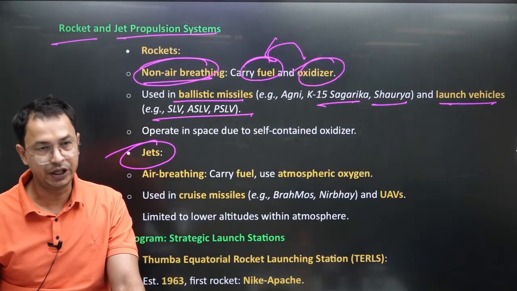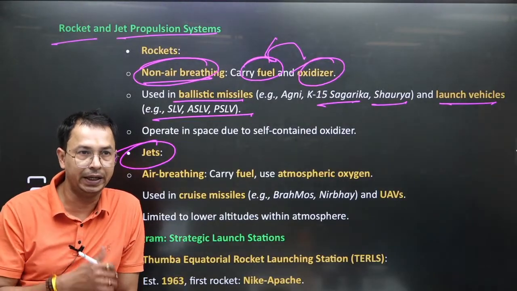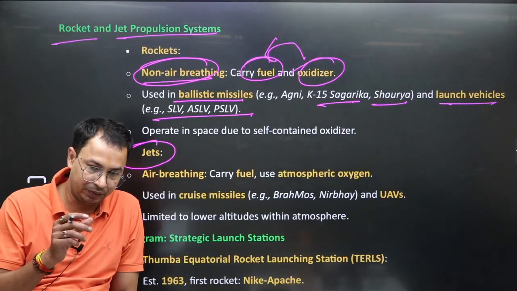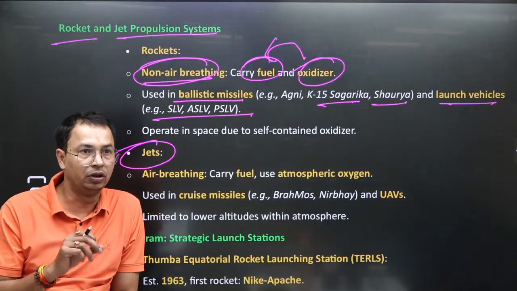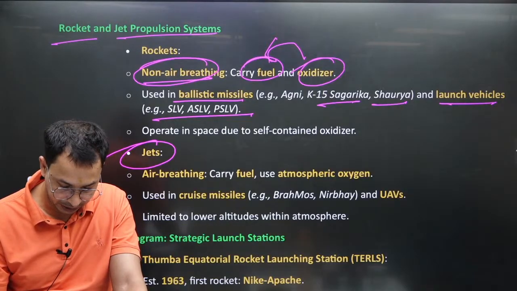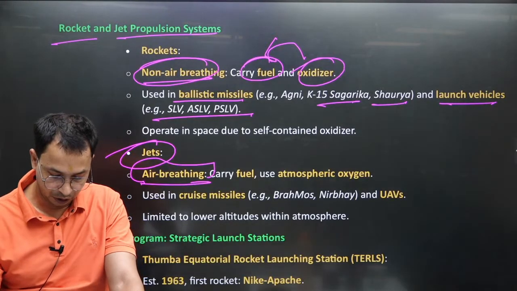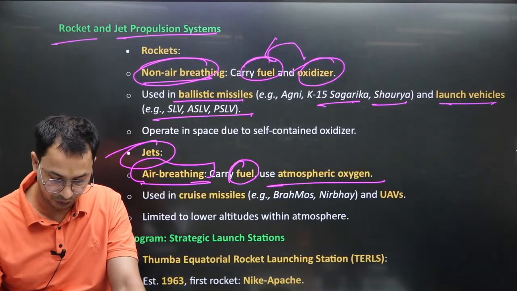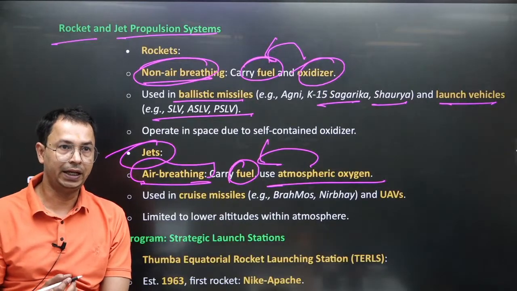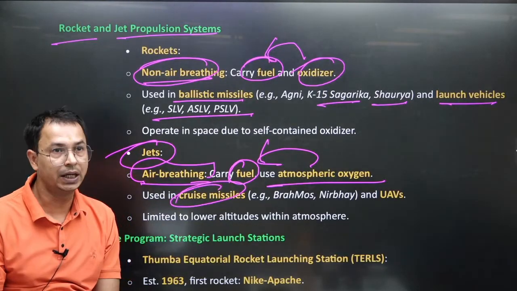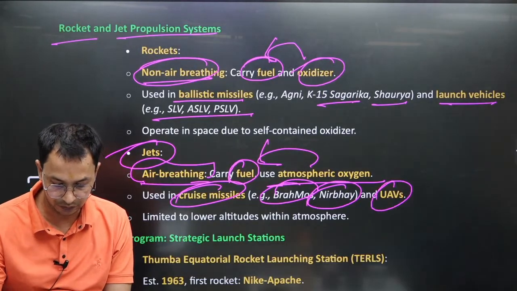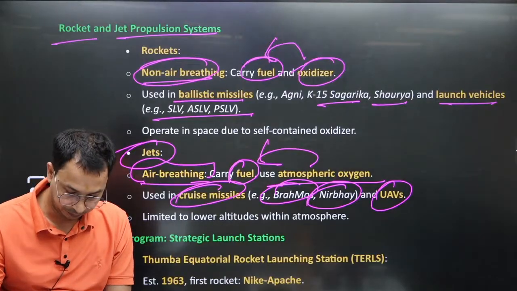Then what are jets? Jets are air breathing. Jets breathe the air from the atmosphere. Jets take the oxygen from the atmosphere. A jet will carry its own fuel, but it will not carry the oxidizer. So jets are air breathing. They will carry the fuel, and the fuel will be ignited using the atmospheric oxygen. And this jet technology is used in cruise missiles like your BrahMos missiles, like your Nirbhay missiles, and in UAVs we use the jet technology.